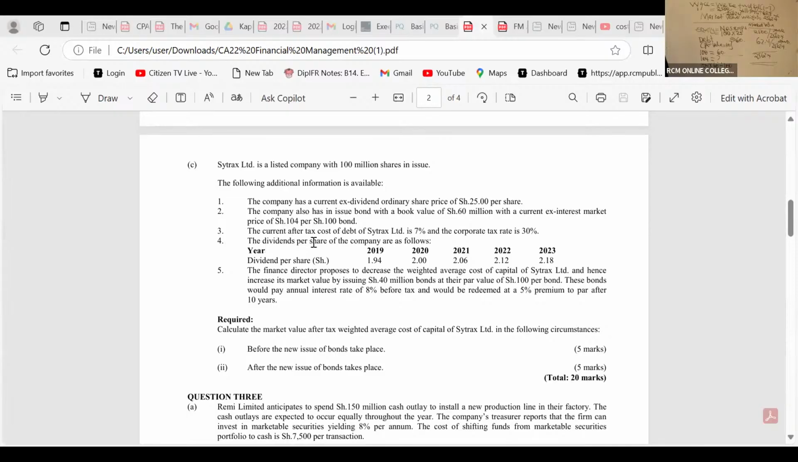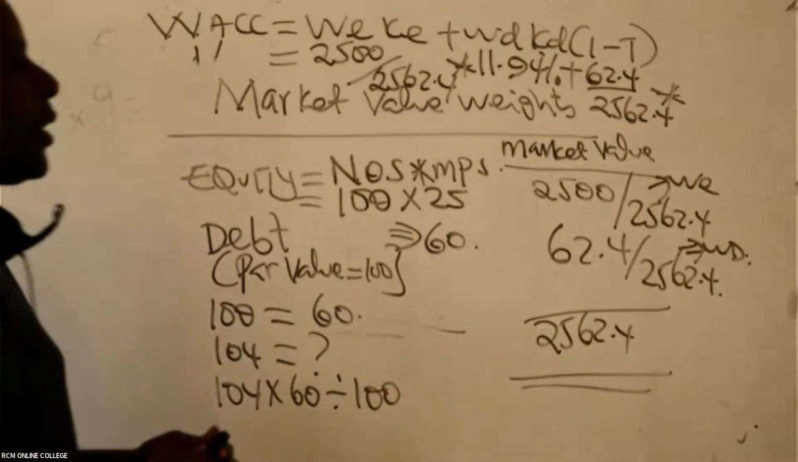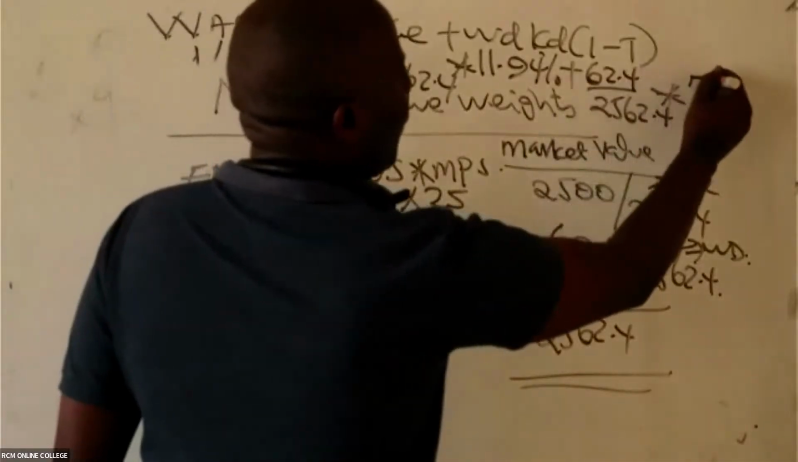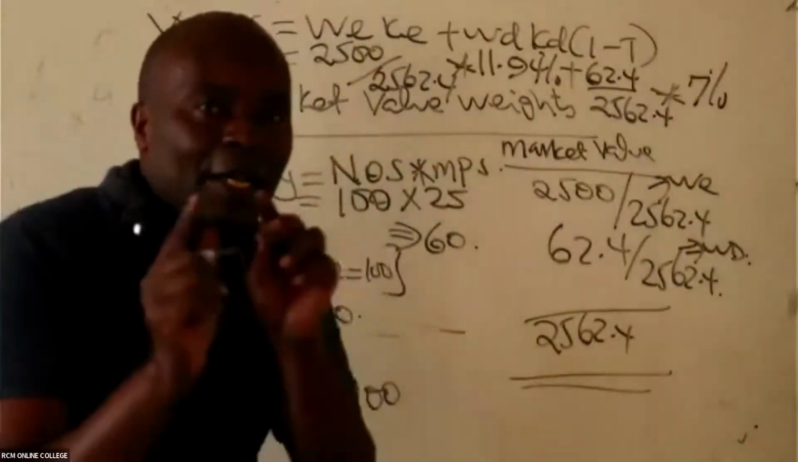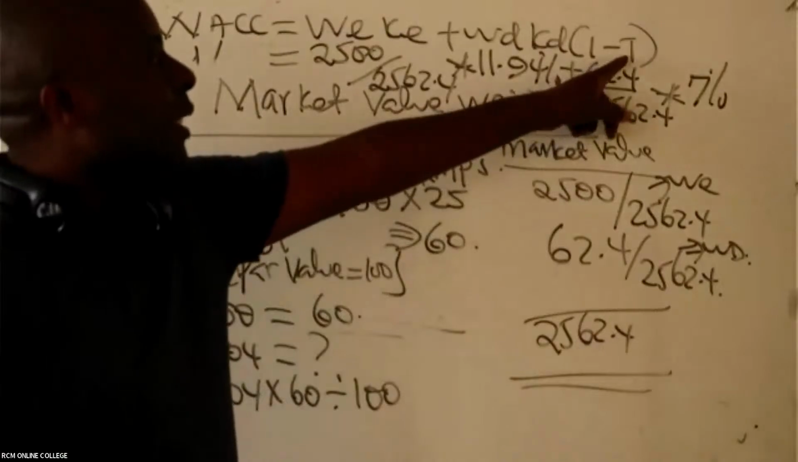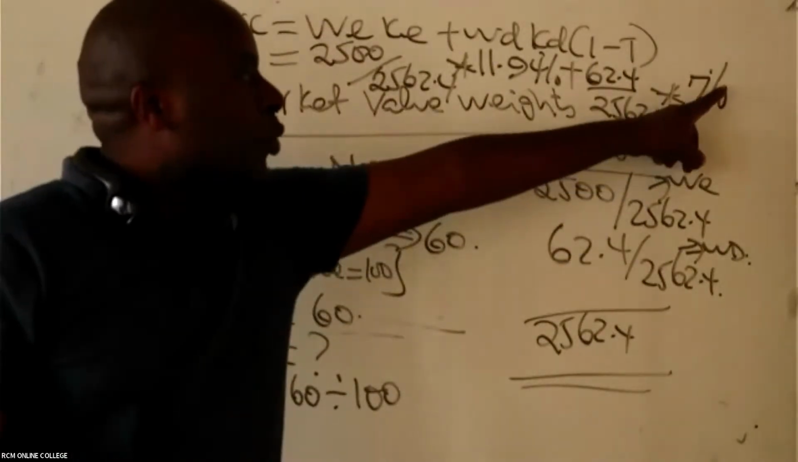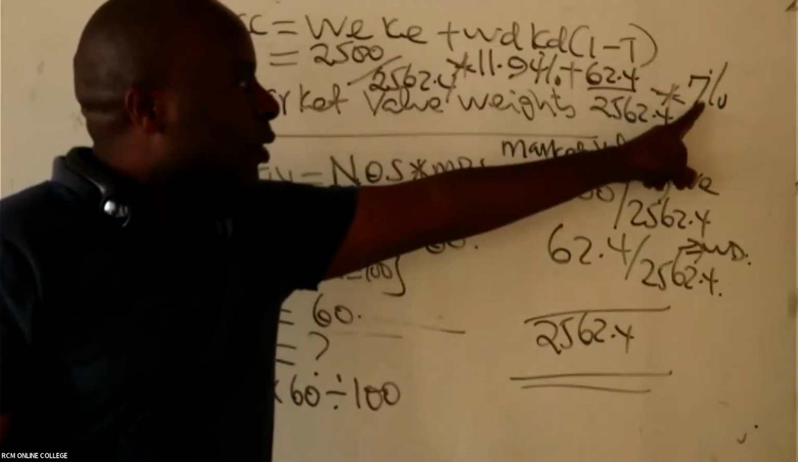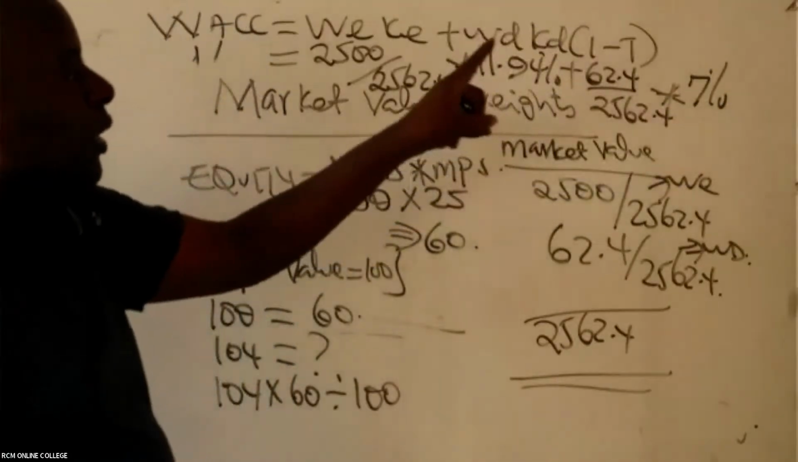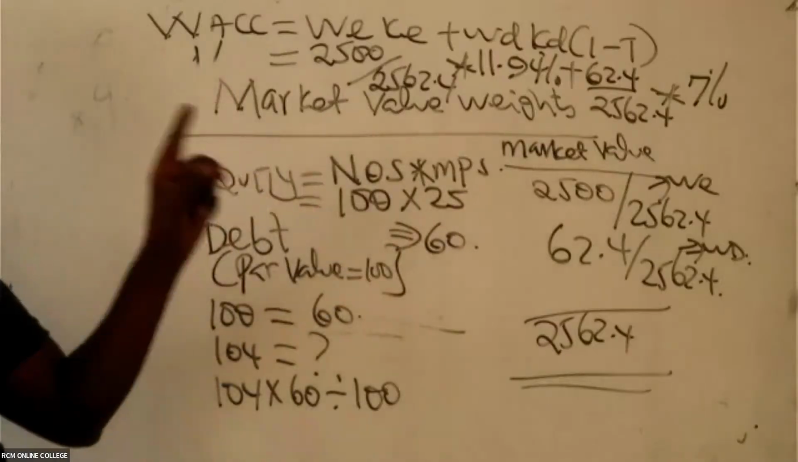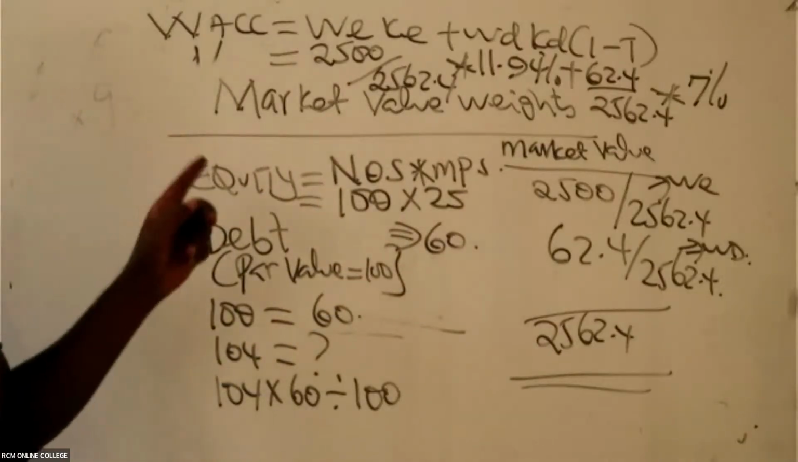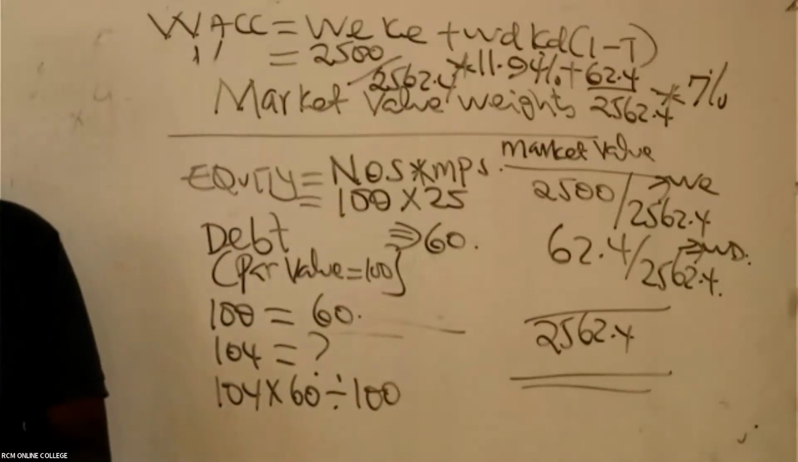You can see the current after-tax cost of debt is 7%. So if it's after tax, don't do the tax adjustment again. Don't multiply this with 1 minus t, because this is after tax. It's already tax adjusted. So then are you able to give me this WACC now?